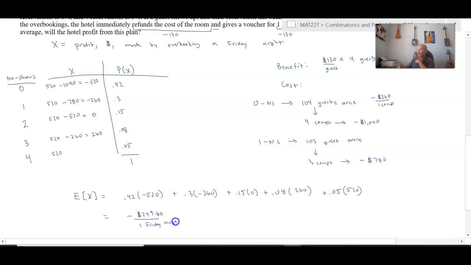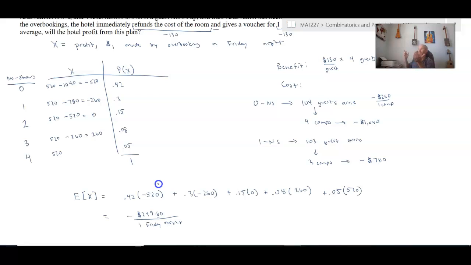So every Friday night that we do this, well, in some cases we may have 4 no-shows and we may make 520, but because we're going to be losing money more often than we're going to be gaining money, this is actually detrimental. We're actually kind of forfeiting roughly 2 nights of free compensation when we're not actually making enough money off of these overbookings. So another possibility might be to refund the cost of the room and give a voucher for $50 if really the end result that's desired is to make profit.